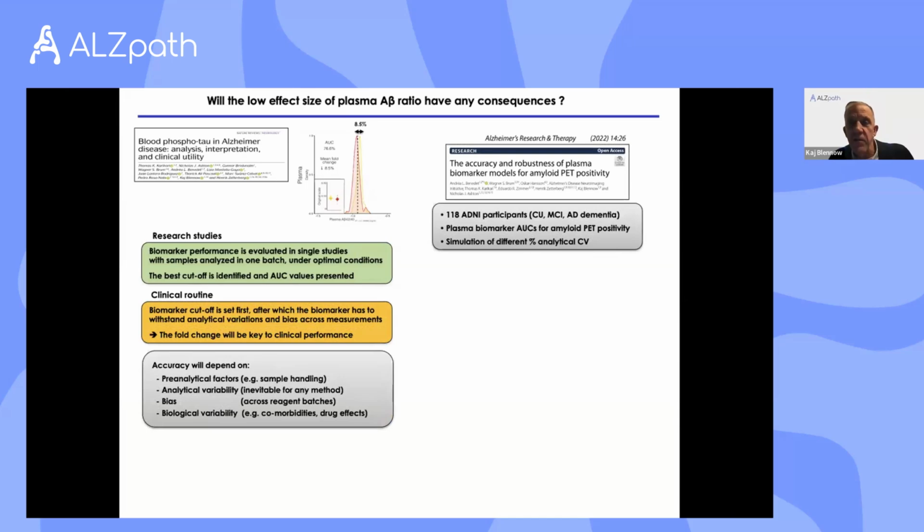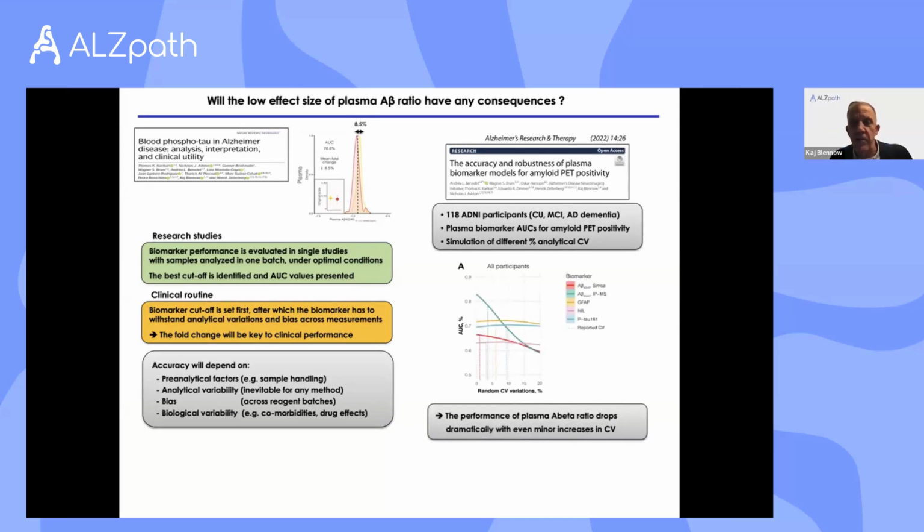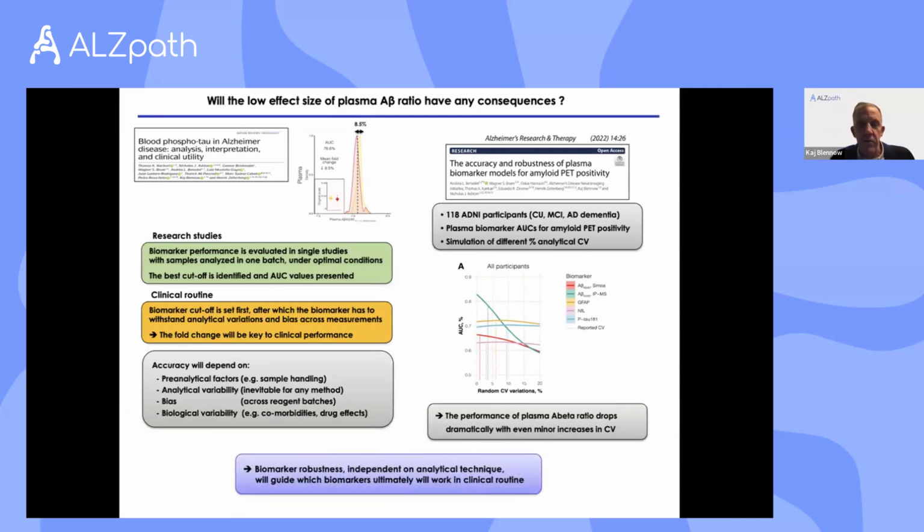And then as soon as you have some variability, as was tested in this study, this is a simulation of increasing analytical CV. And then you see that the A beta ratio, even if you do it by IPMS, drops very quickly. And rather soon you don't have a good biomarker anymore.